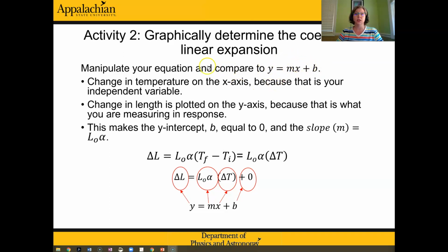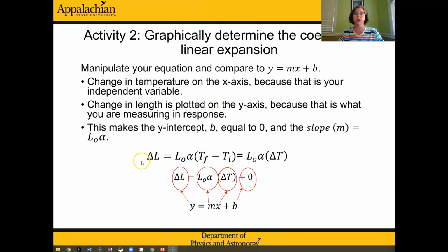Now you have to consider what variables you can change in the experiment and what variables you will measure in response to that change. So definitely we are applying steam to the device or letting it cool down. So the thing that we are allowed to change is the temperature. So we'll plot that on the x-axis because it's our independent variable. We are measuring the change in length using the micrometer dial. This makes the change in length the dependent variable, plotted on the y-axis.